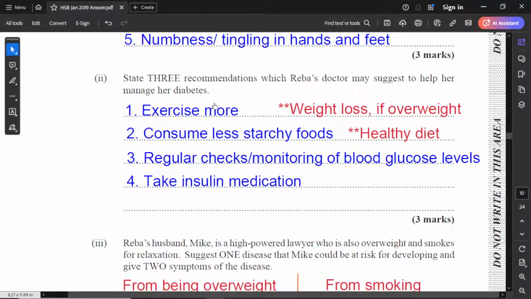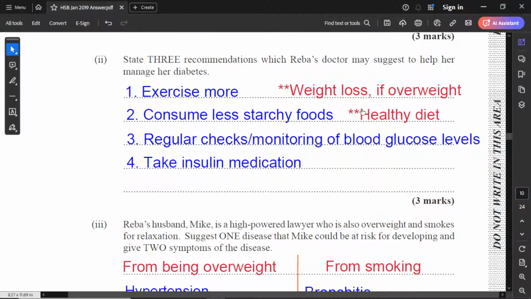What is very important here is that the doctor may also advise about weight loss. And that is only if she's overweight, so definitely this will apply to her. But not all cases, doctor will recommend to do weight loss programs, only if really the person is overweight. And of course, healthy dieting is important, and that is really consuming less starchy food as well. You consume more vegetables and so on, fruits and things like that. Less sugary stuff.